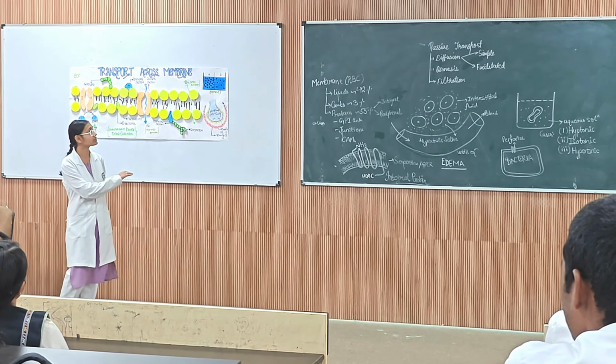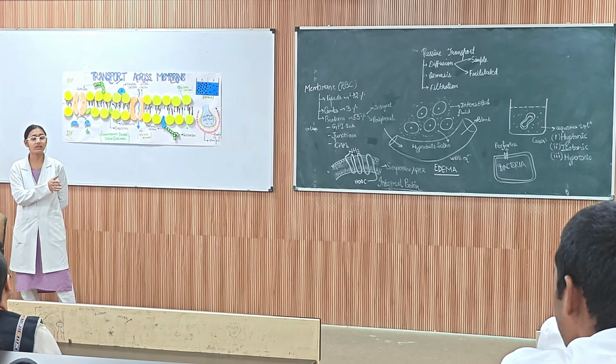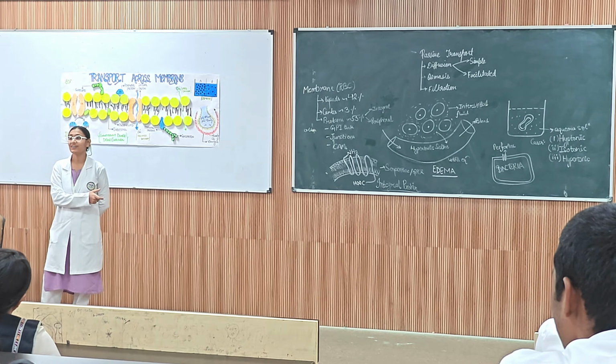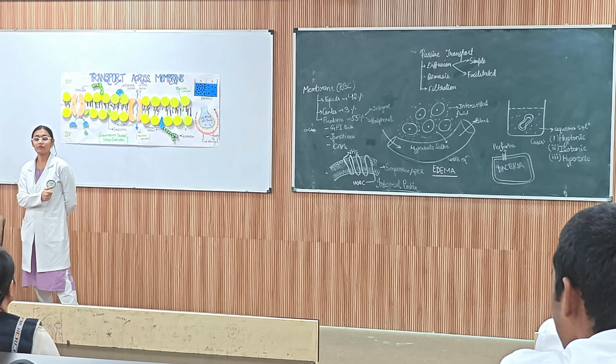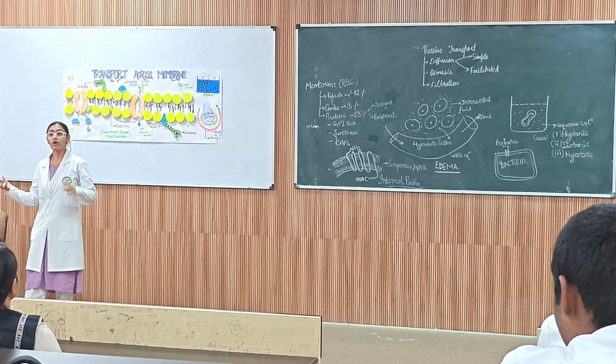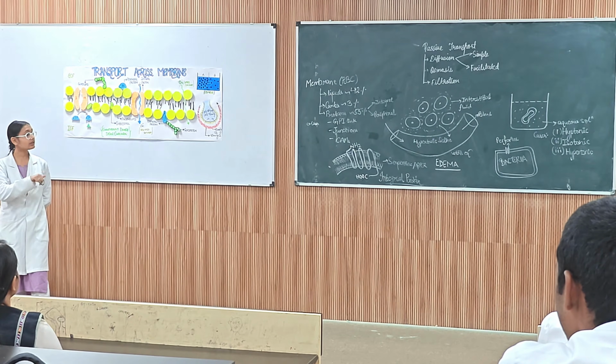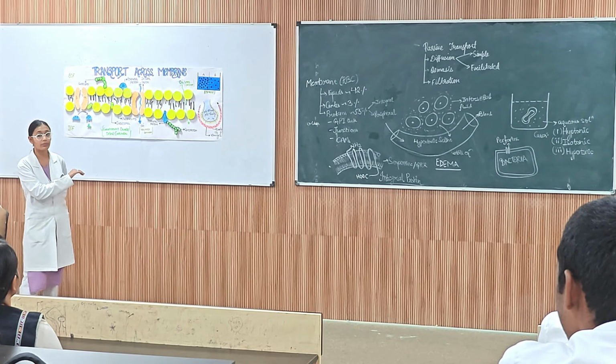In the case of voltage gated channels, there is a potential difference across the membrane because of which the transport will occur. Then, in the case of ligand gated channels, an ion or a molecule or a hormone will first bind with the receptor, and then the transport will occur because the gate will open.